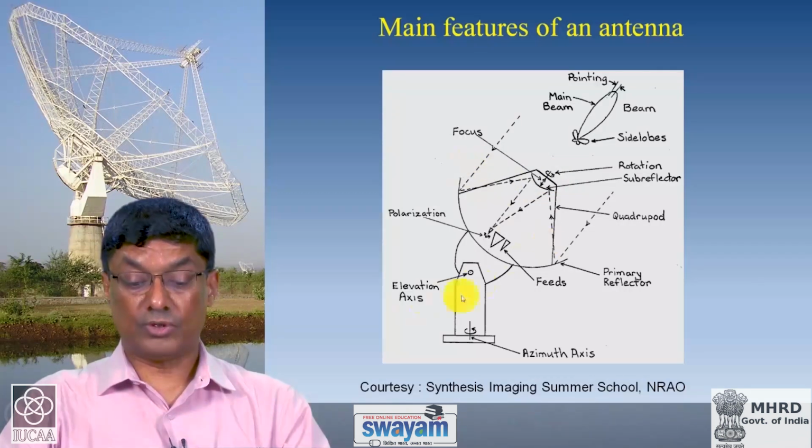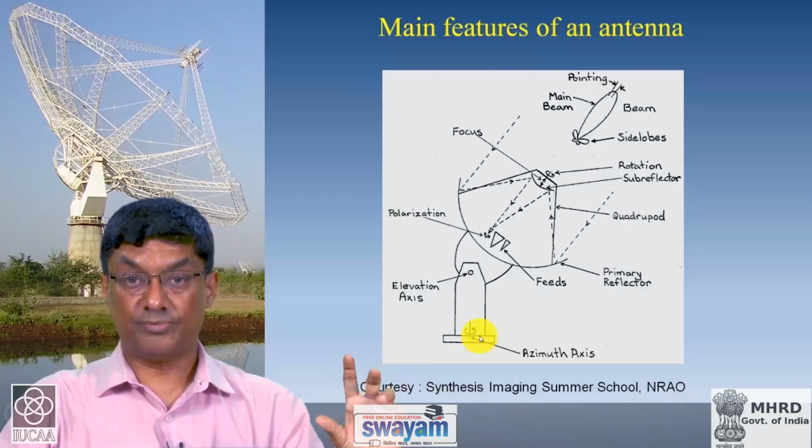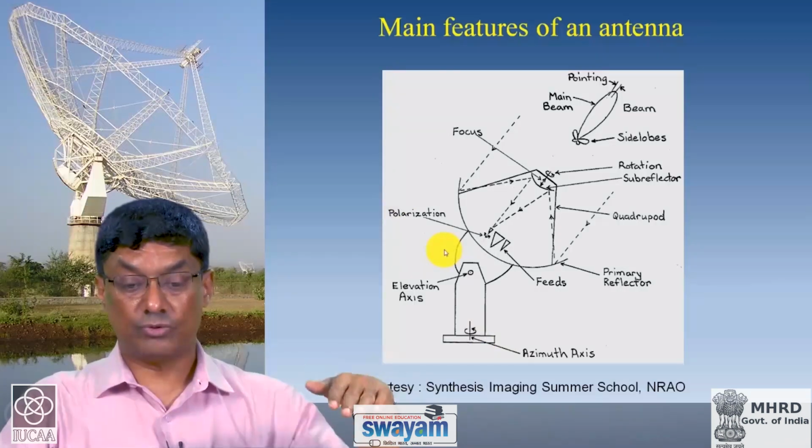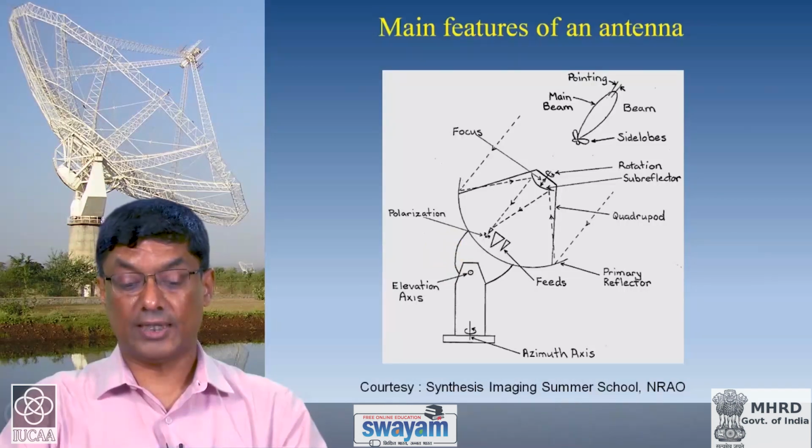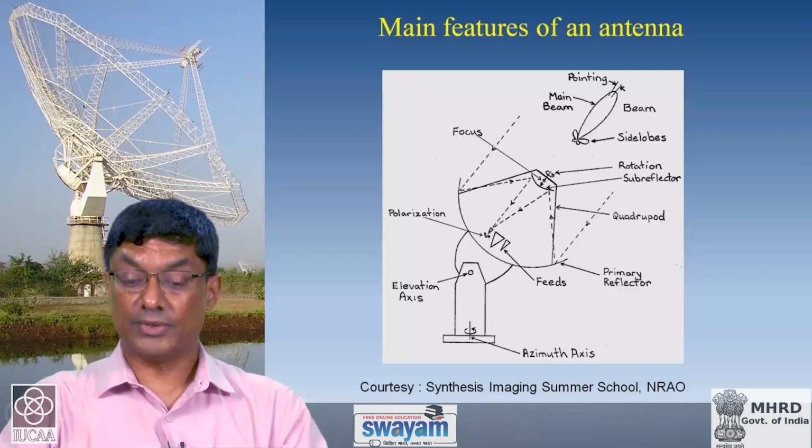The antenna of course then needs to be on a mount which can rotate in two primary axes usually, the azimuth axis which allows you to move the antenna in the azimuth direction, and the elevation axis which allows you to move the antenna in elevation up and down, so that you can point at different directions in the sky, and of course the ability to track the source as the earth rotates.